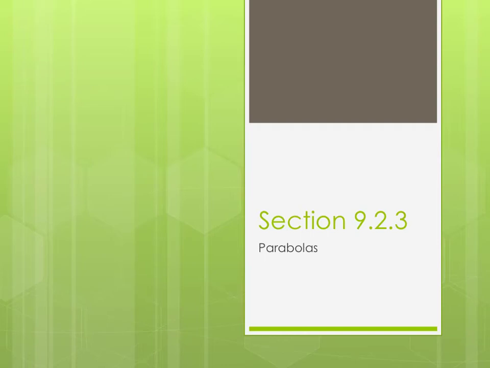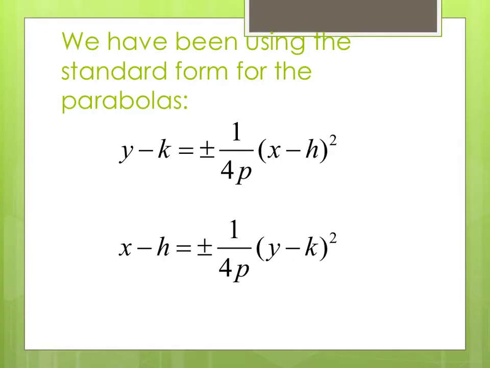In this part of 9.2 day 3, we are going to be using completing the square to write equations of parabolas in standard form. Here we have our equations for parabolas. Now the first one here is one where it's opening up. That would be the one that's positive, or opening down. That would be our negative version.